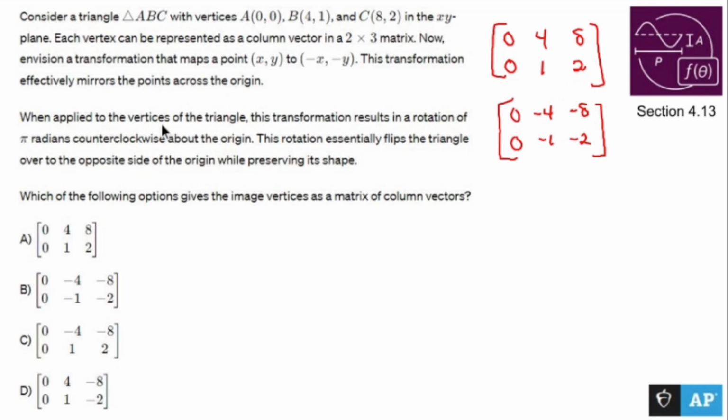When applied to the vertices of a triangle, this transformation results in a rotation of pi radians counterclockwise about the origin. Okay, I can see it. This rotation essentially flips the triangle over to the opposite side of the origin while preserving its shape. Yes, that's what a rotation means. Which of the following options gives the image vertices as a matrix of column vectors? Isn't it just B?